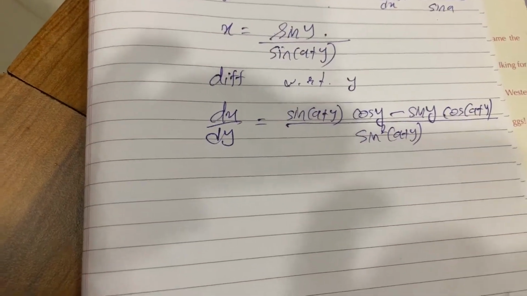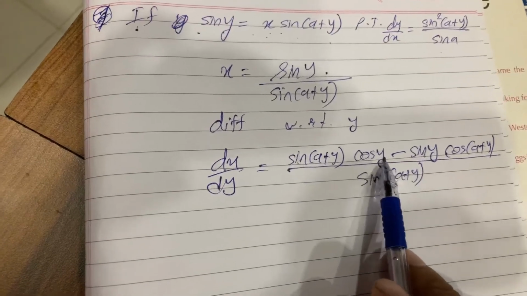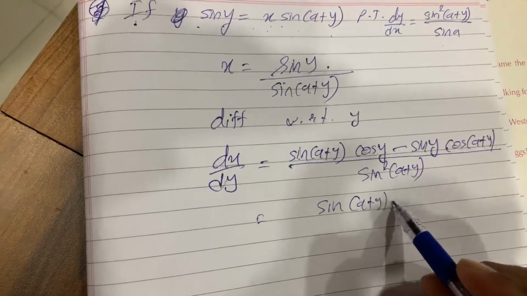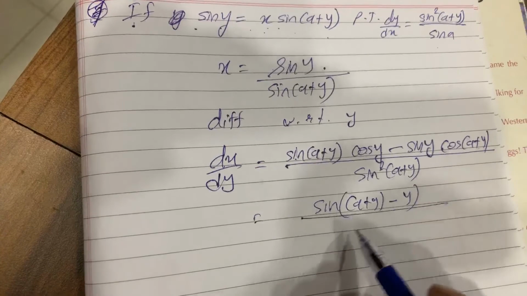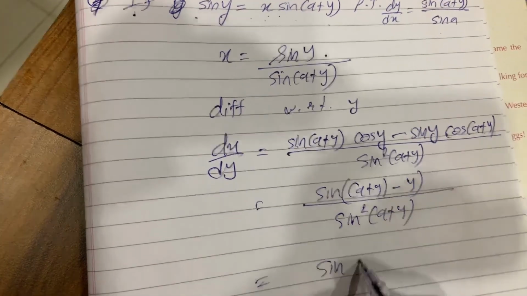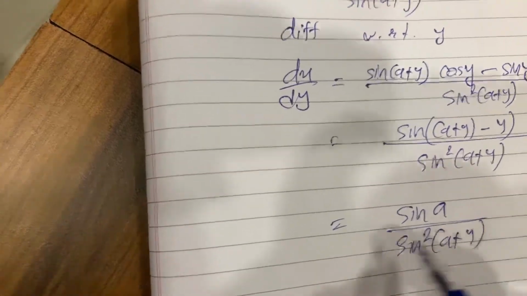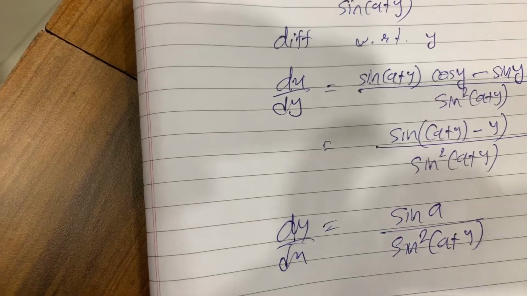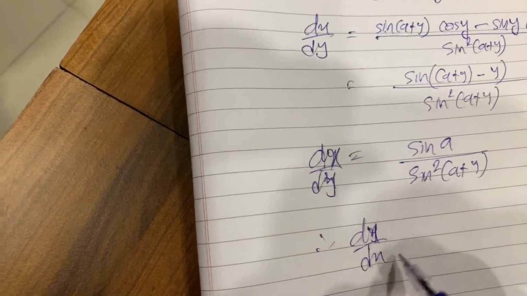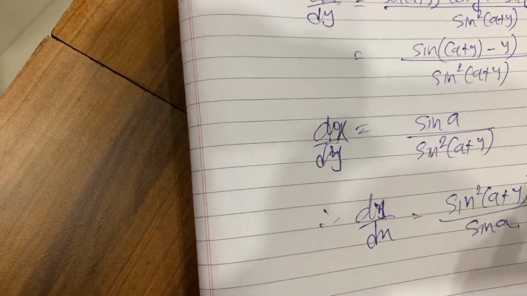Now what you should be doing here is simply look at the numerator. Sine A cos B minus cos A sine B is simply sine of A minus B over sine square of A plus y. The y getting cancelled, you will get simply sine a over sine square of a plus y. This is your dx by dy, and therefore dy by dx is simply the reciprocal of that, which is sine square of a plus y over sine a.